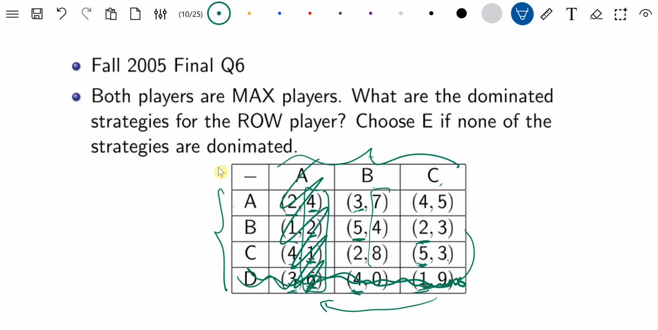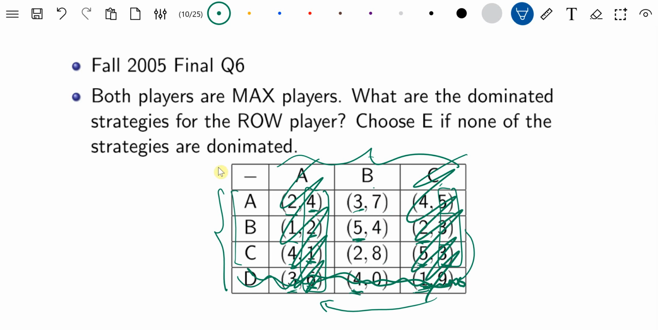Comparing B and C, I'm comparing this column and this column. So B is always better than C. No matter what the row player is picking, B is better than C, B is better than C, B is better than C. So C is dominated, so C can be removed. So now we only have one action for the column player.